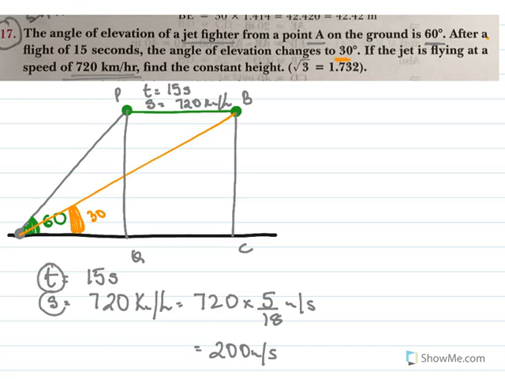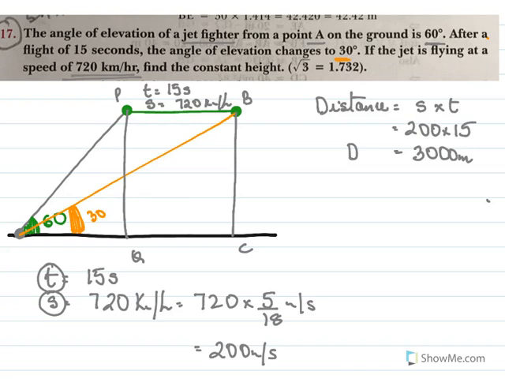So again I have time and speed. If I have time and speed, I can always find distance. Distance equals speed into time. That is, speed is 200 and time is 15. So I will now get 3000 meters.